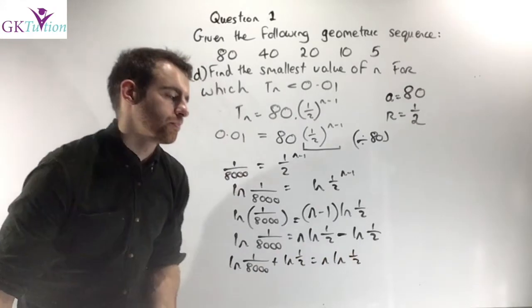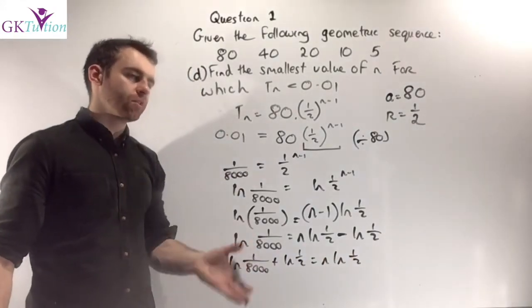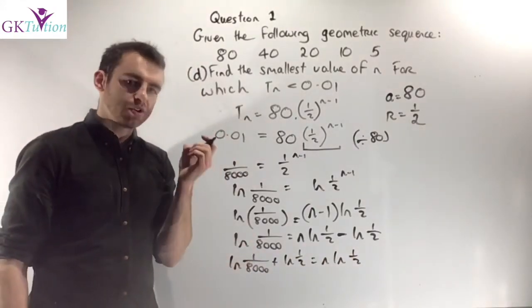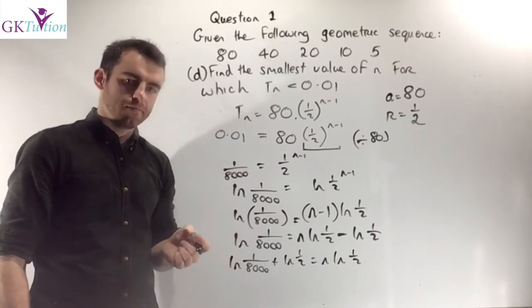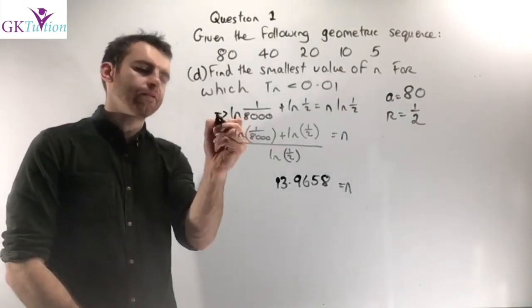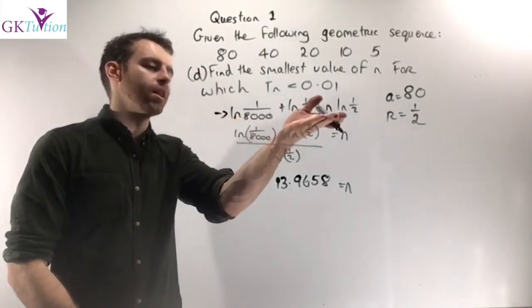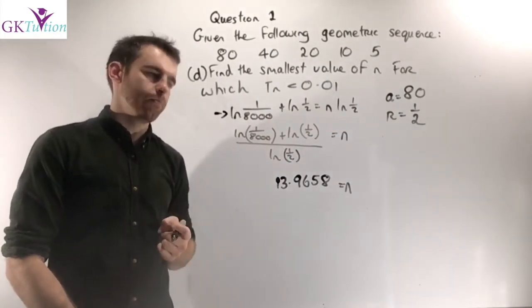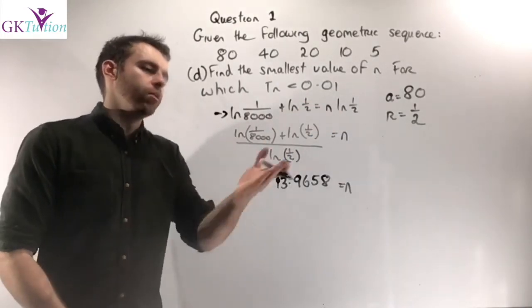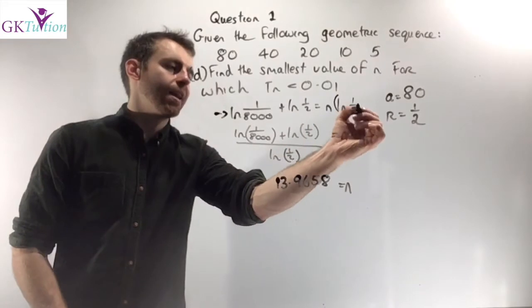Now I'm running out of space, so I need to continue this one up at the top. So make sure you take this down before we move on. So this is where I left you. We had just managed to isolate the term with the n. Now in order to get n on its own, we need to divide both sides by ln a half.